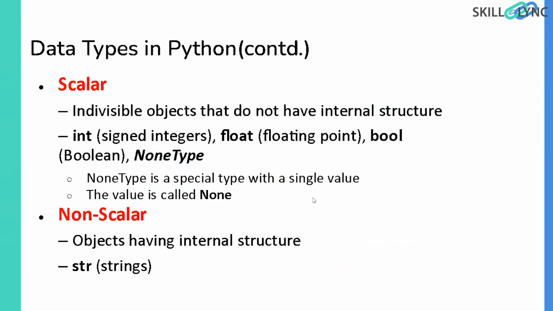So what are the various data types? We have scalar and non-scalar. What is meant by scalar? Scalar is nothing but integer type, float type, boolean type, or none type. What is none type? None type is a special type with a single value, and the value is called none. Non-scalar is nothing but string type, right? So in total we have integer, float, boolean, none, and string. Out of these, string is your non-scalar data type, whereas the remaining four belong to the scalar data types.